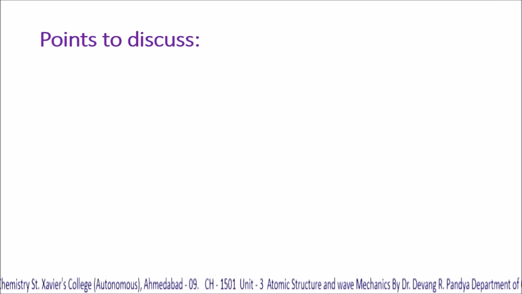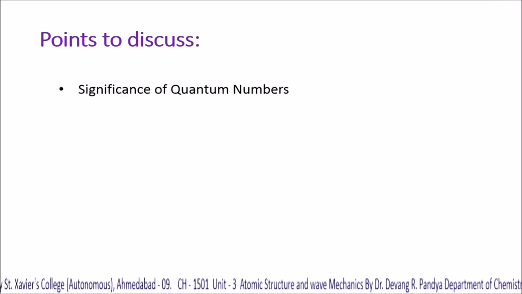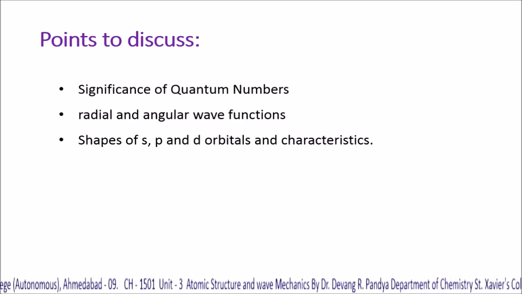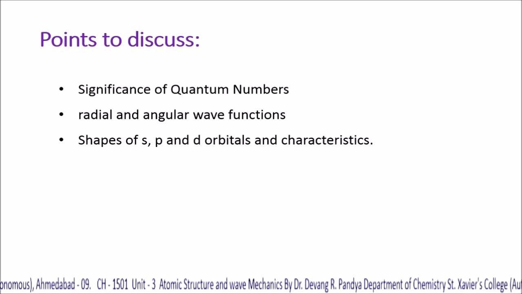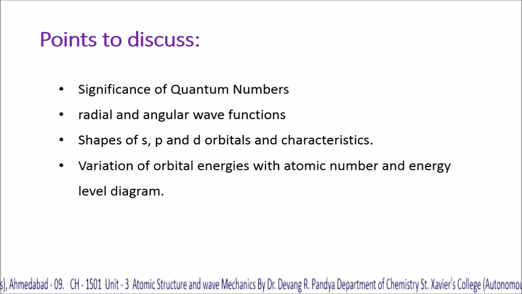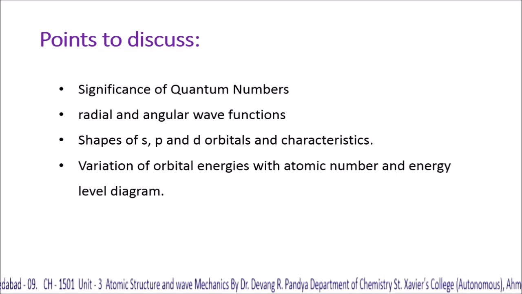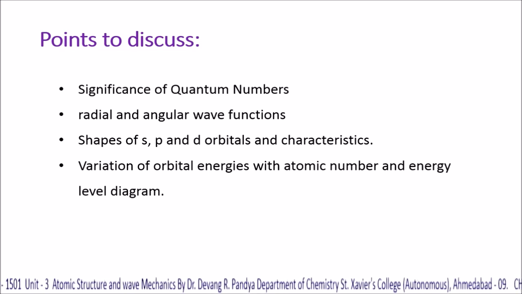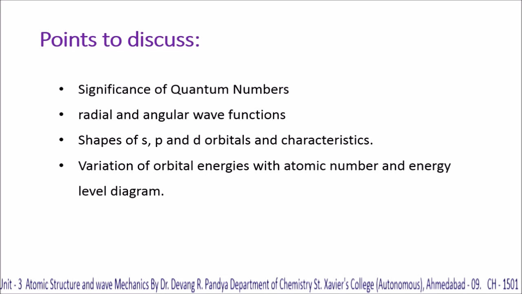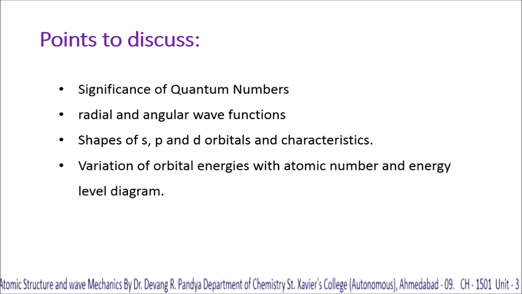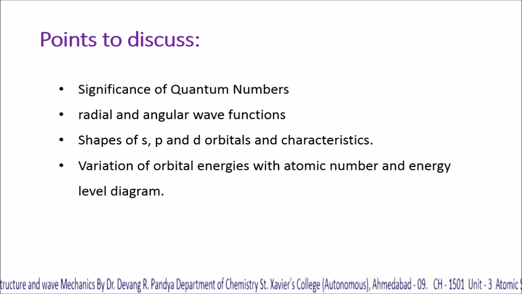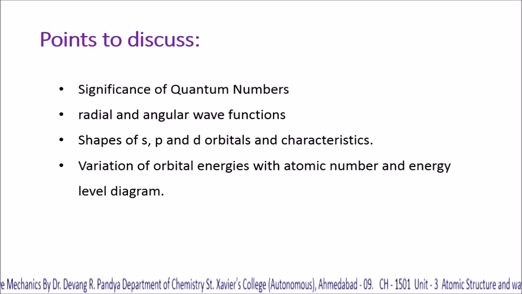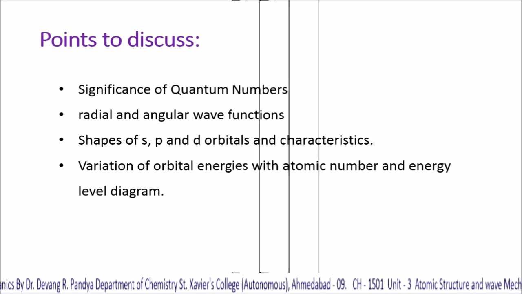The points to discuss today are the significance of quantum numbers, then radial and angular wave functions, shapes of s, p and d orbitals and their characteristics, and variation of orbital energies with atomic number and the energy level diagram. Students, most of these topics you are familiar with. I need to give a little insight into them so that you have a deeper idea about the different points we are going to discuss today.